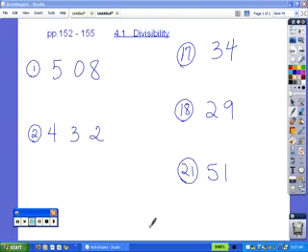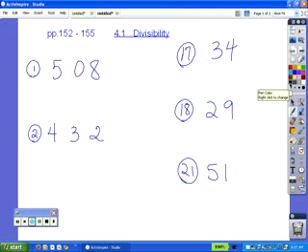In order to tell if a number is divisible by 2, 3, 4, 5, 6, 9, or 10, you have to be very familiar with the divisibility chart on page 152. If you rely on that chart for a problem like number 1, the rule says that for a number to be divisible by 2, the last digit has to be an even number. Since 8 is an even number, 508 is divisible by 2.